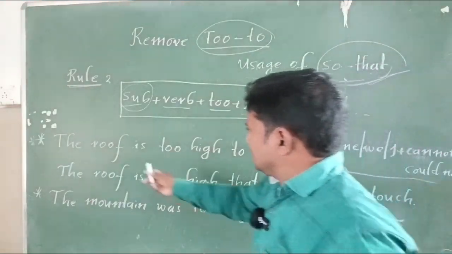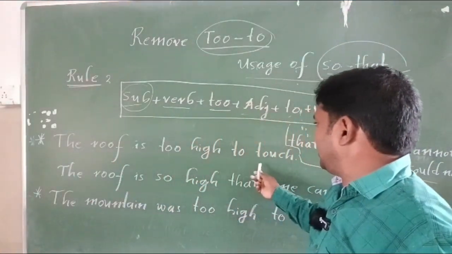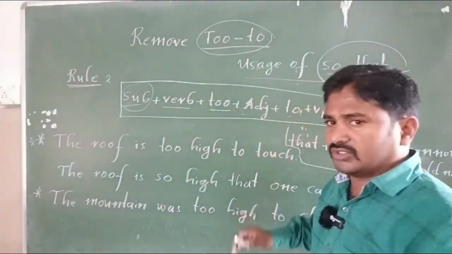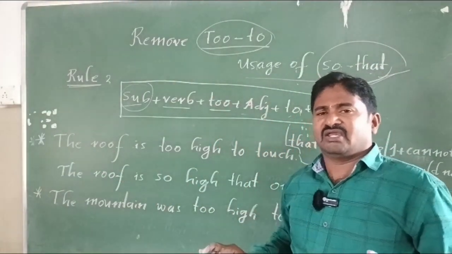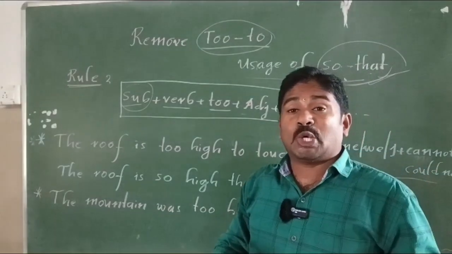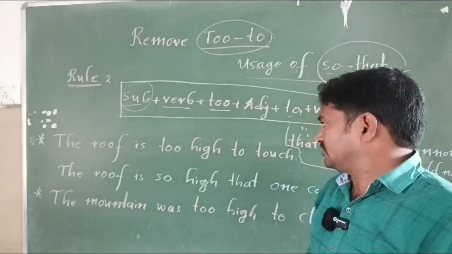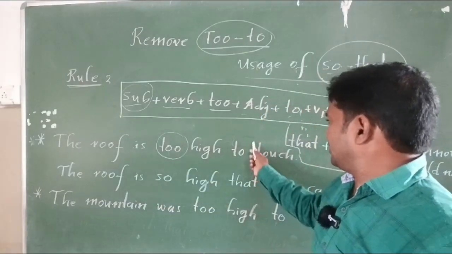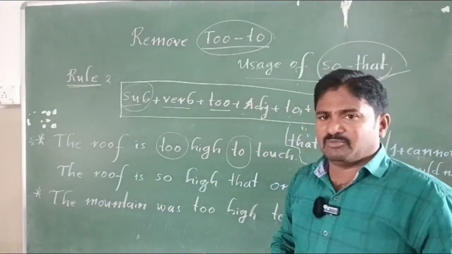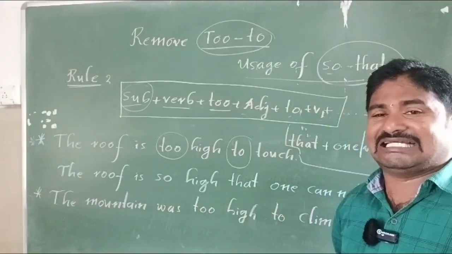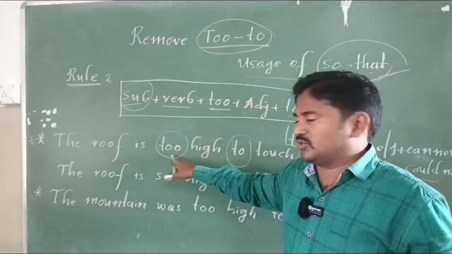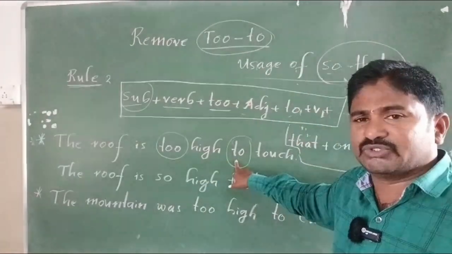The roof is too high to touch. First we have to identify where to put "so that". Here, in place of "too" we'll put "so", and in place of "to" we'll put "that".